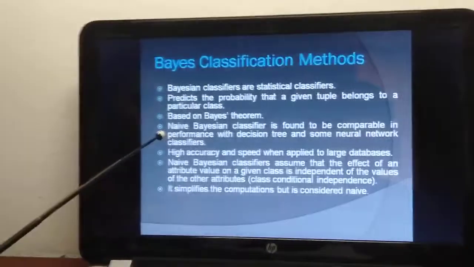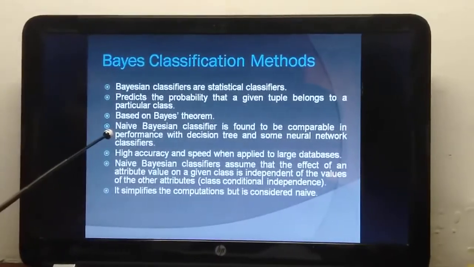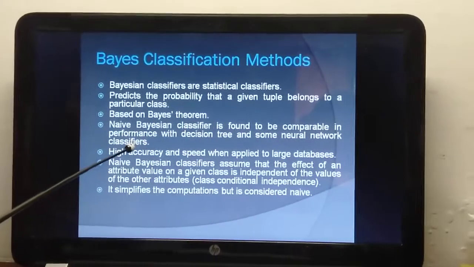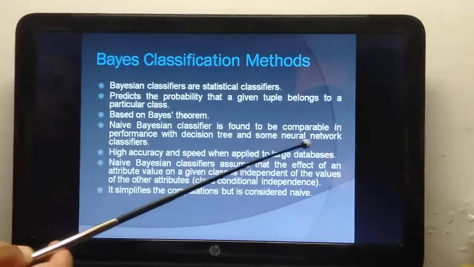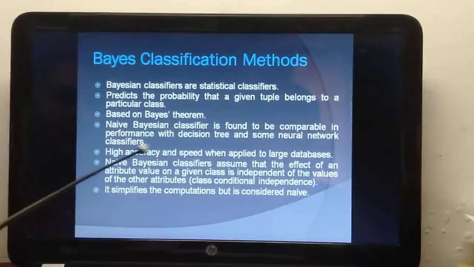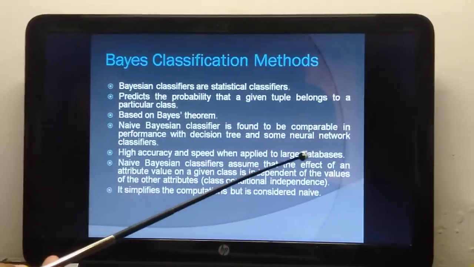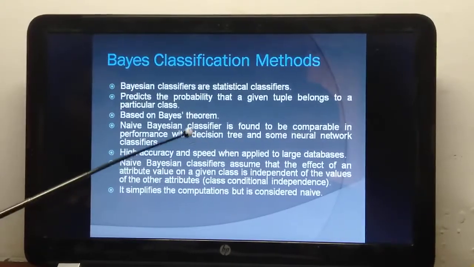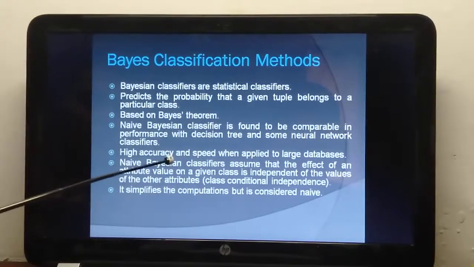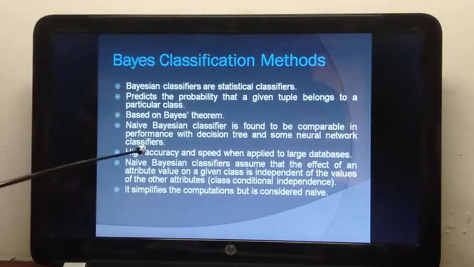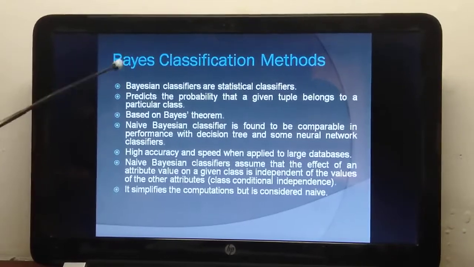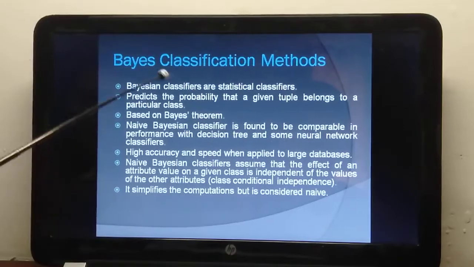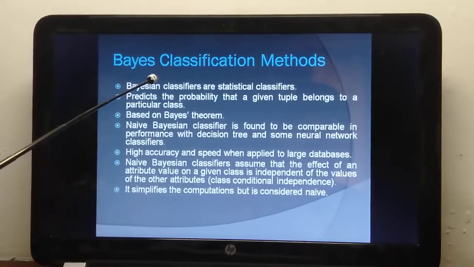Now, the naive Bayes classifier is found to have comparable performance with decision tree and some neural network classifiers. Not all neural network classifiers. Neural network classifiers are better than naive Bayes, and decision trees are also better than naive Bayes, but there is not too much difference for some standard data sets. If you want high accuracy and speed, then you require large databases for naive Bayes classification.